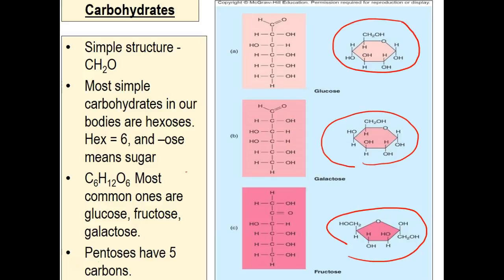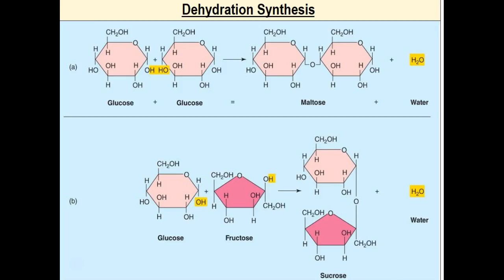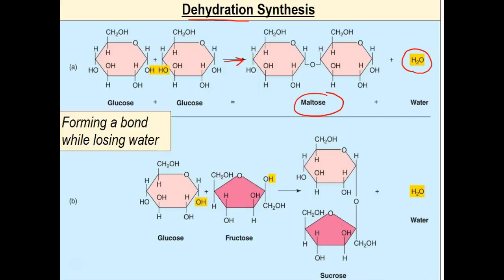So complex carbohydrates are formed through dehydration synthesis. Here you can see 2 glucoses reacting with one another, forming maltose, which is a disaccharide, with the release of water. So just think about the term dehydration, forming a bond while losing water. And in the picture down below, glucose and fructose react with one another to form sucrose with the release of water, and sucrose is your common table sugar.